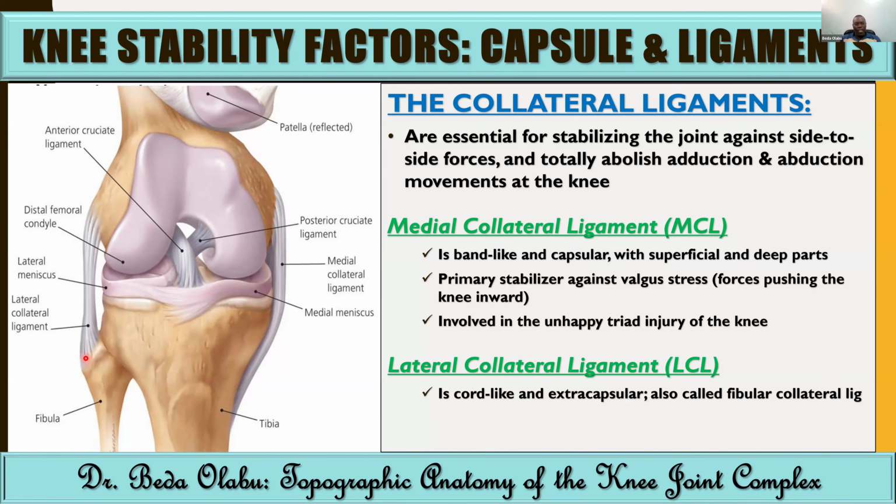So it's cord-like and it is extracapsular. You can see there's a gap between the ligaments and the joint. It is the primary stabilizer against varus stress. So varus stress is a force that is making this joint go into adduction.